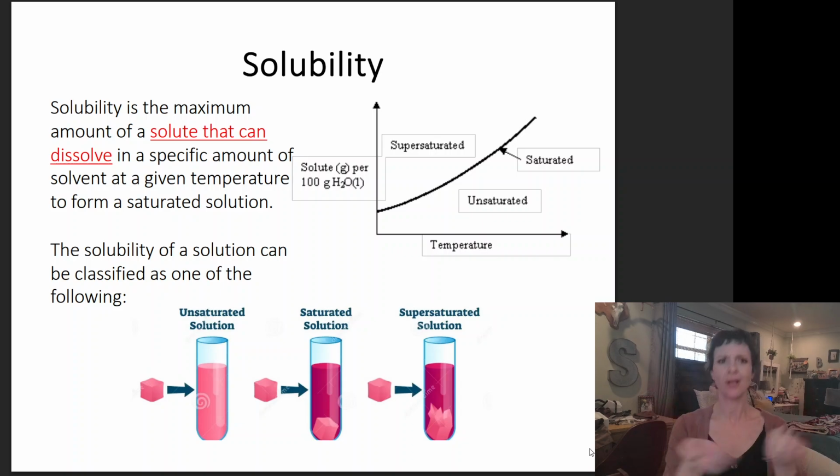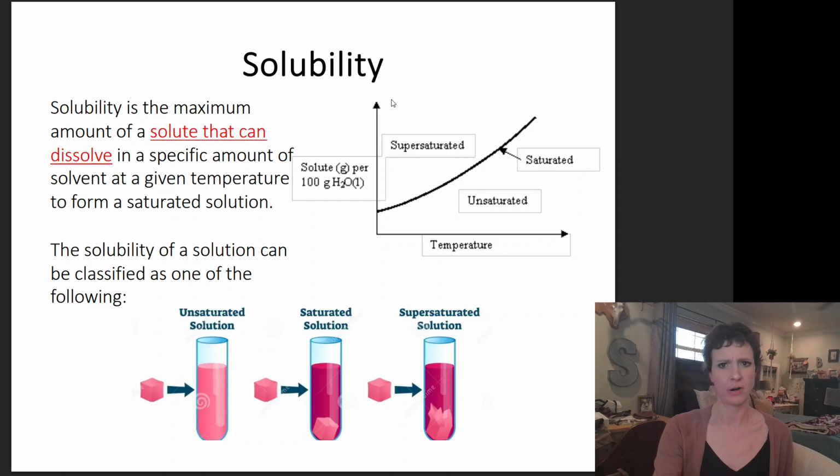Okay, so solubility, this term for solubility, you're like, great, it's the ability to dissolve or not. Well, it kind of relates to that, but it's a more technical term. It's an amount of something that can dissolve. So solubility is the maximum amount of a solute that can dissolve in a specific amount of solvent at a given temperature to form a saturated solution.